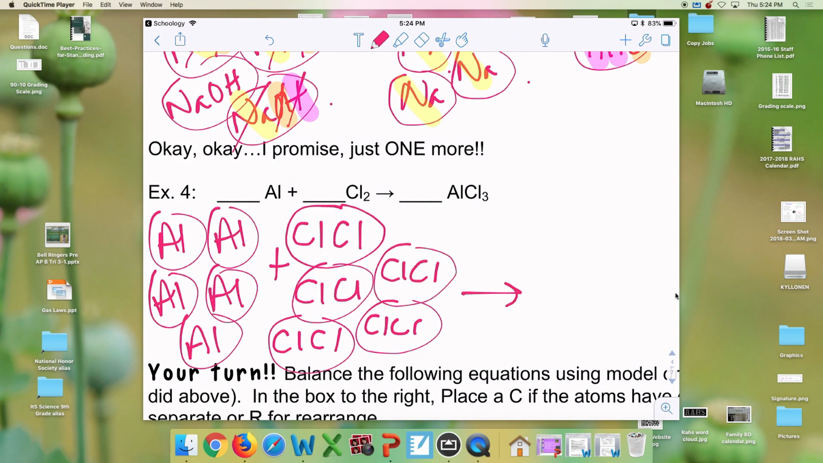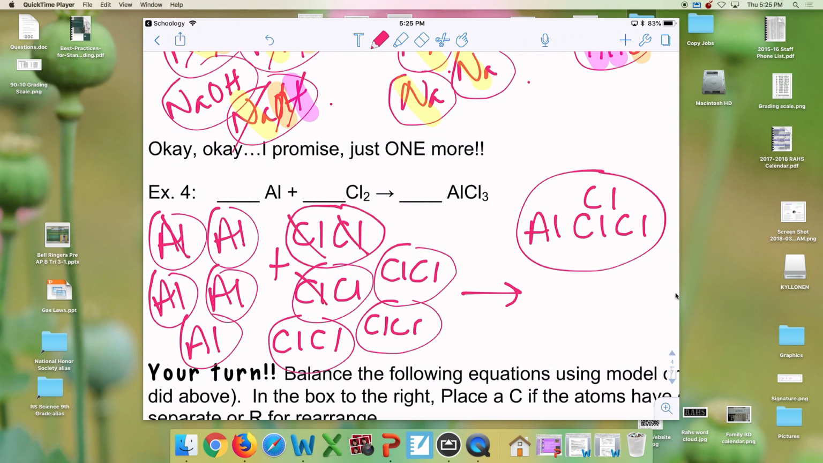My arrow then for my product says I've got to make at least one product. So I make my Al and then 3 chlorines. That's one product. But I can only make product if I cross it out from the reactant side. So we just need 1 aluminum at a time. 1 aluminum crossed off, and then 1, 2, 3 chlorines crossed off. But I can't stop there because look, I've got that broken particle.